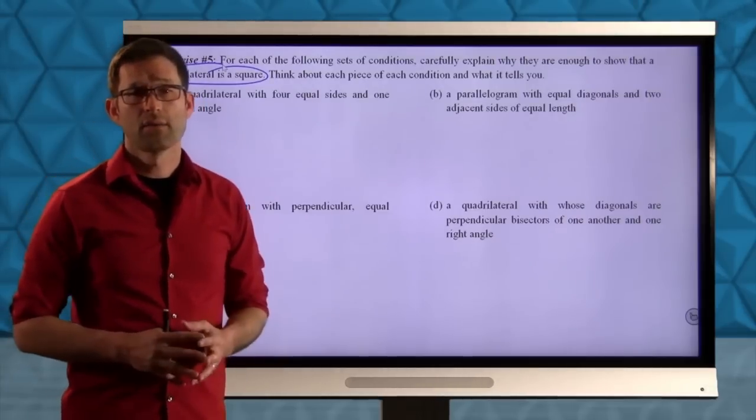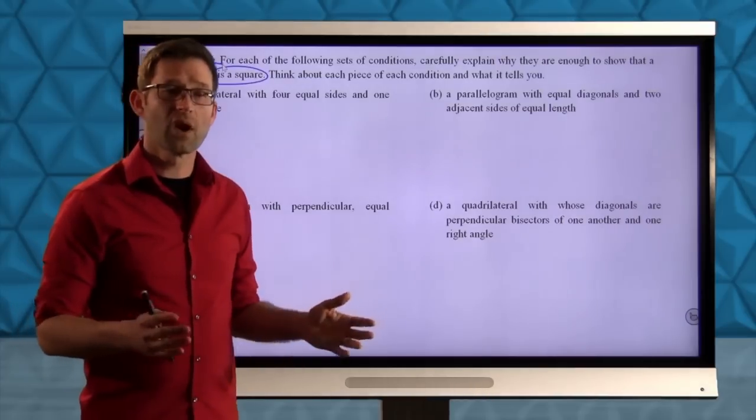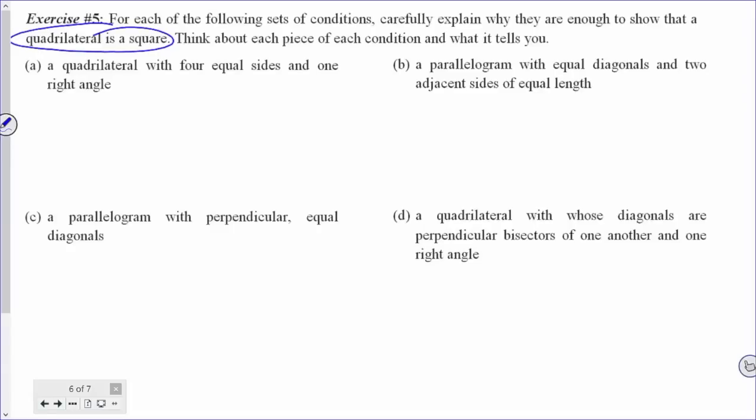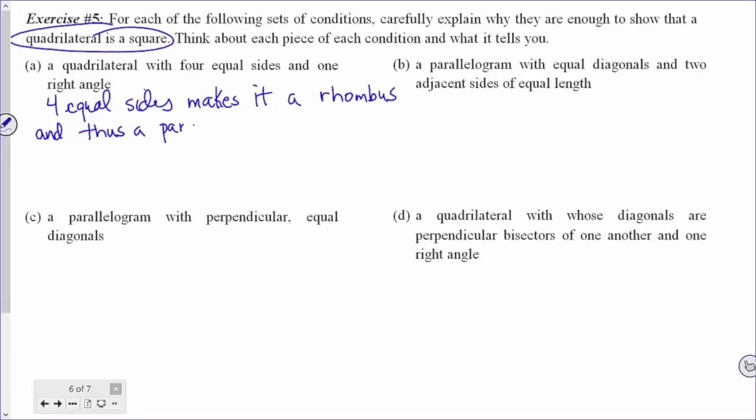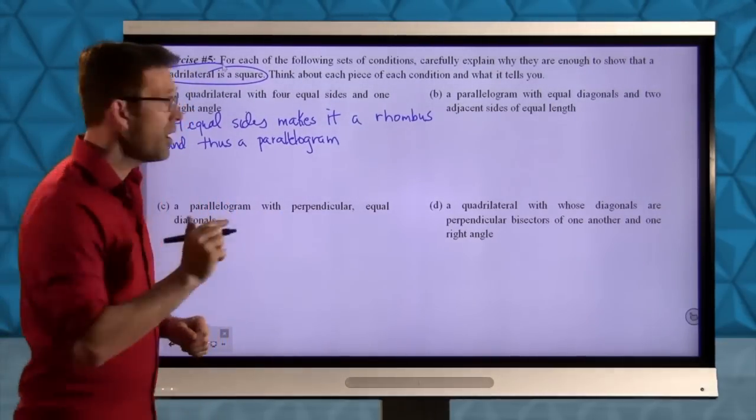Why is that? Why would that be enough to know that it's a square? All right, well, let's talk about it. It's enough to know it's a square because 4 equal sides makes it a rhombus, and thus a parallelogram. Okay, so the fact that it's got 4 equal sides means it's a rhombus, and the fact that it's a rhombus means it's a parallelogram.